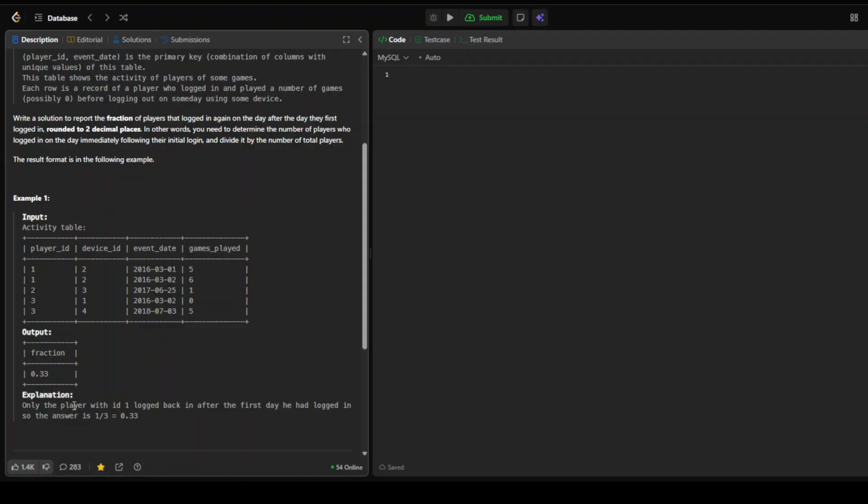Explanation also has been provided. Only the player with ID 1 logged back in after the first day he had logged in, so the answer is 1 by 3, equal to 0.33.